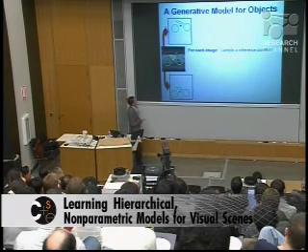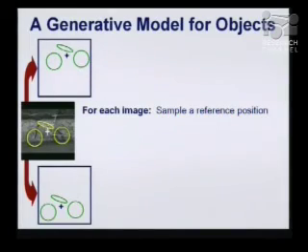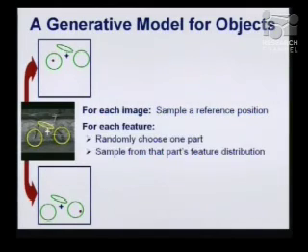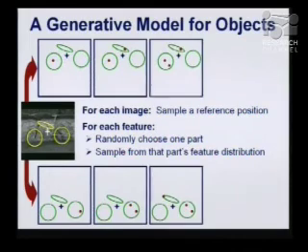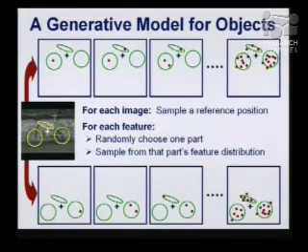For each image, we're going to choose a reference position. This is just modeling the fact that the object might be in a different location depending on where I pointed the camera when I took the photo. Then for each feature, there's going to be a two-stage process. I'm going to pick one of that object's parts, and then I'm going to sample a location and appearance. I repeat this process, and I keep generating sets of features.